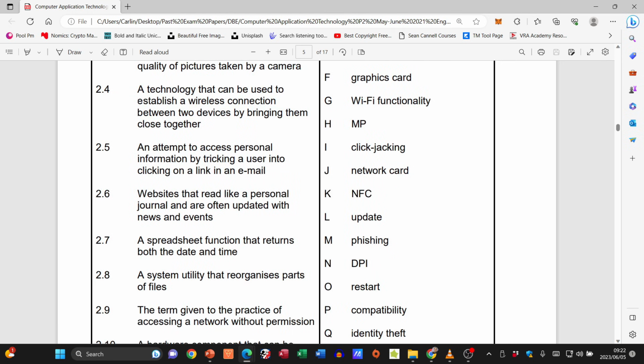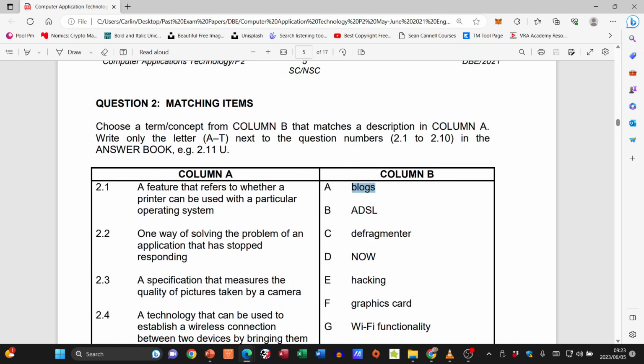Okay. 2.5, I hope you're still with me. An attempt to access personal information by tricking a user into clicking on a link in an email. Now, we just mentioned that earlier. There we go. Phishing. You're trying to bait the user into clicking on something that's going to then take them to a fake website. That's where the farming comes in. Okay? So, phishing. 2.6, websites that read like a personal journal or online diary and are often updated with news and events, that is going to be, what did we say our first one was? Blogs.